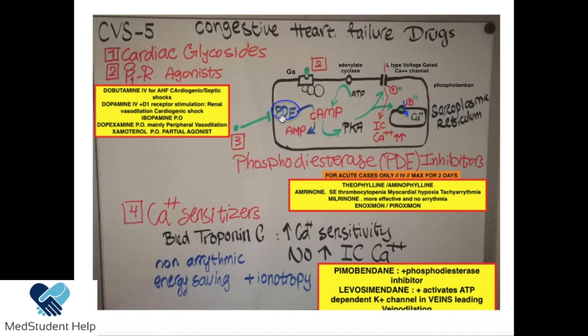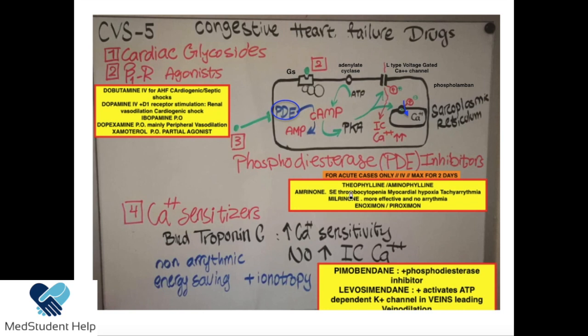Now, what happens if we inhibit this phosphodiesterase enzyme? This means that the cyclic AMP is going to stay in the cytoplasm, and if it stays in the cytoplasm, then PKA is still going to be functioning, right? And the intracellular calcium is still going to be increasing, and that's what we want. So the phosphodiesterase inhibitors are this group of drugs that inhibit this enzyme. They are only used for acute cases in an IV form and maximally for 2 days. Okay, we shouldn't use them for so long. And if you would like to know the subtype of phosphodiesterase, it is phosphodiesterase enzyme number 3.